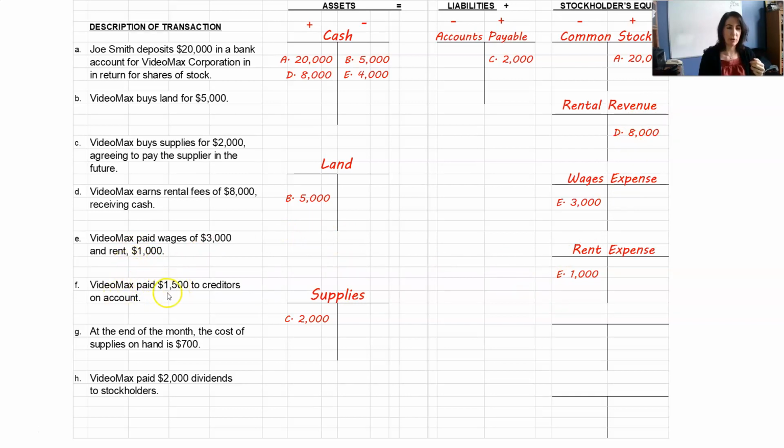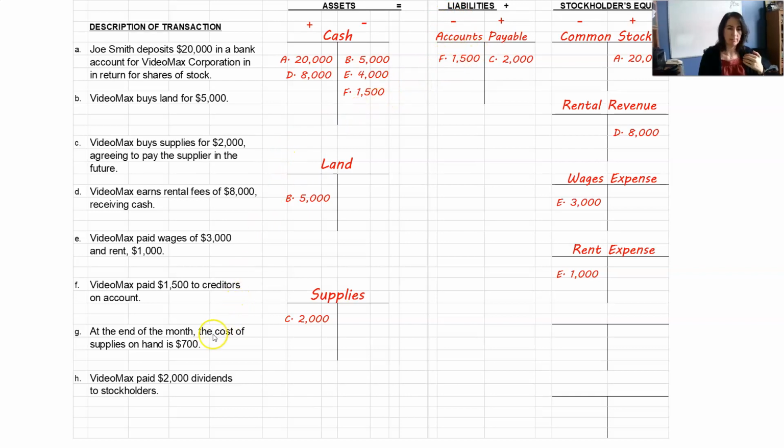VideoMax paid $1,500 to creditors on account, so we paid a bill. Right? That means we have $1,500 less cash, so that's going to be a credit to cash. And we're going to reduce our liabilities as well. It'll be a decrease to our liabilities of $1,500. There we go. Debit and a credit.